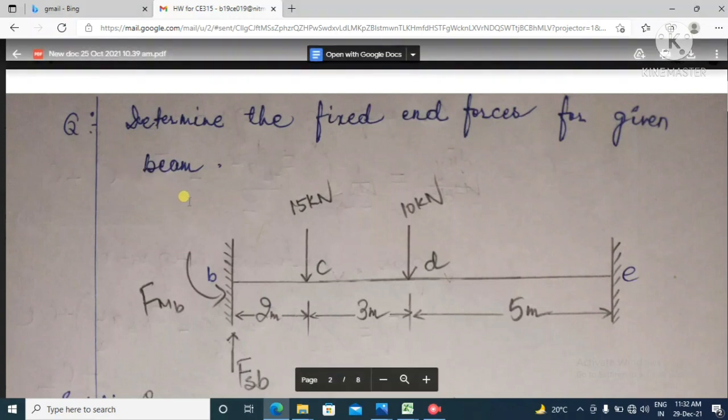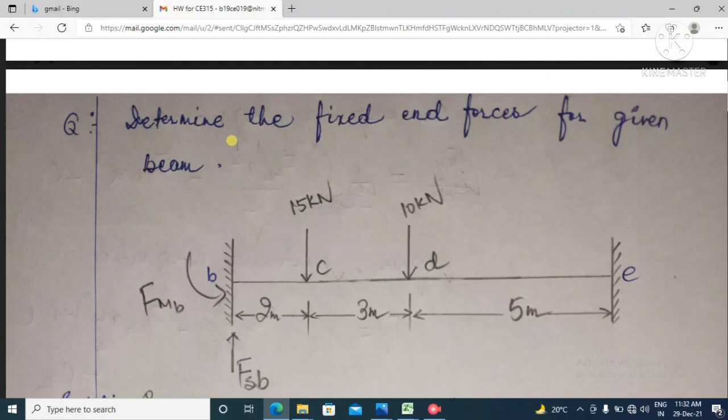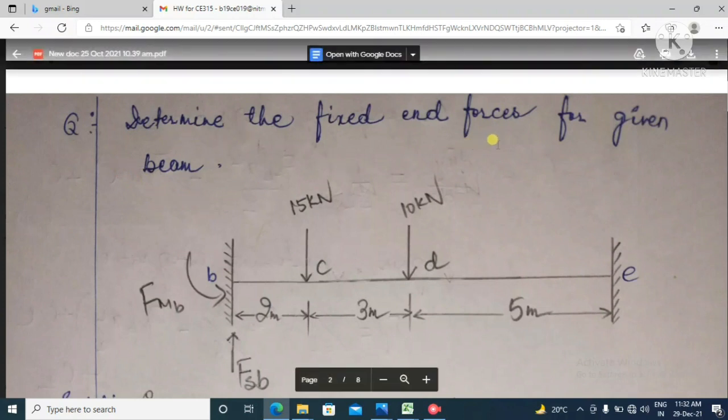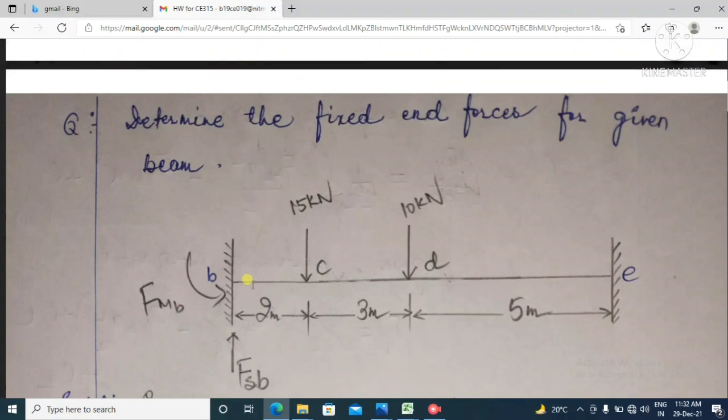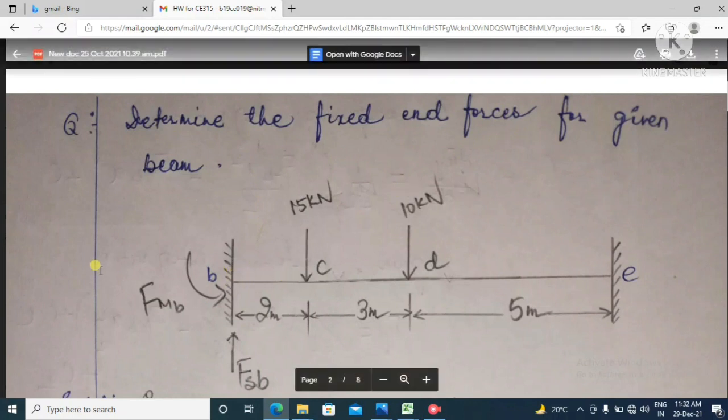Today in this video, I will be solving one problem. Here the problem has been noted down. Determine the fixed end forces for a given beam. Here the beam is axially rigid. So what do we need to calculate here? Fixed end forces. That is FMB, FSB and FME and FSE.